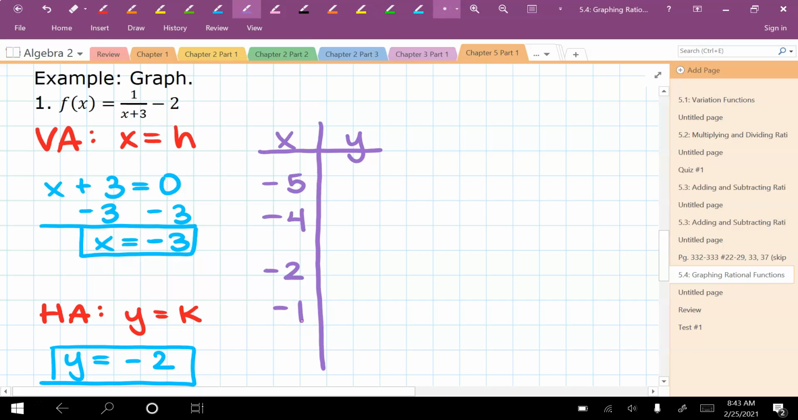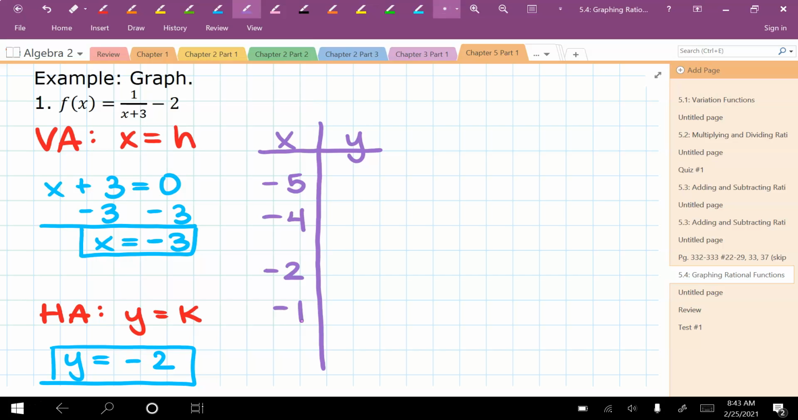Now you take these x values and you plug them into your function. So you plug it into that 1 over x plus 3 and then subtract 2. So if you have a calculator, we're going to do this, and for some, you may not get whole numbers. You're probably going to get some decimals when you do some of these problems, and that's okay.